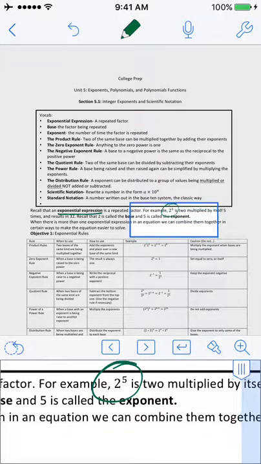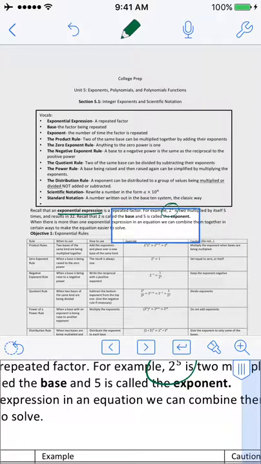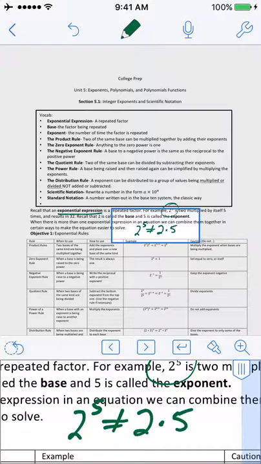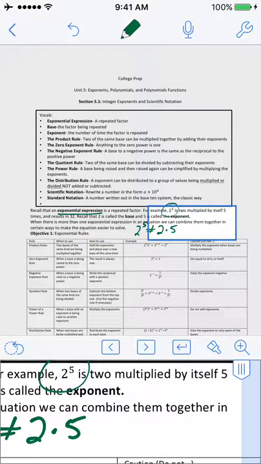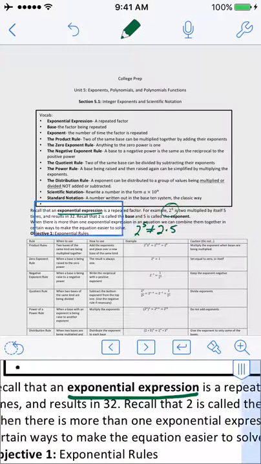What 2 to the 5th means is that it's being multiplied by itself 5 times. It does not mean 2 times 5. That definitely is not the same thing. What it does mean is that you have 2 times 2 times 2 times 2 times 2, repeated 5 times. And when you actually do that, it results in 32.